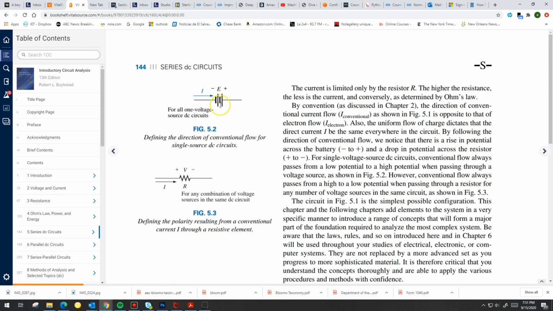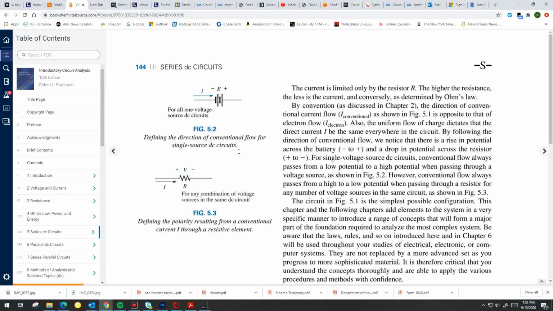So again, this shows you the notation and the symbol for a battery, in this case, a DC source. Normally you have the parallel bars, like in this case, a set of two parallel bars. The large one indicates the positive, the little one indicates the negative. Sometimes you only see one pair of bars, and either notation is fine.